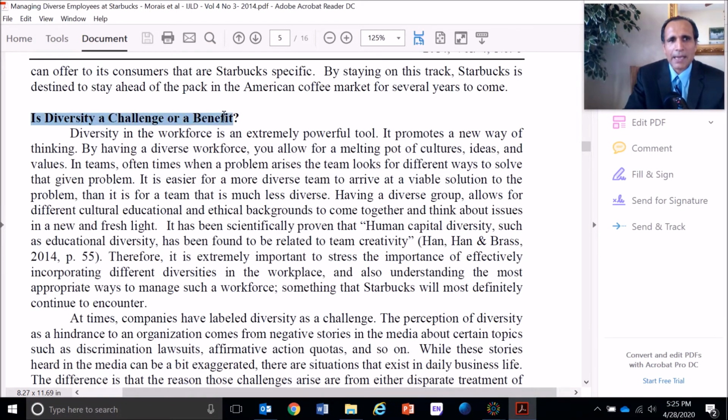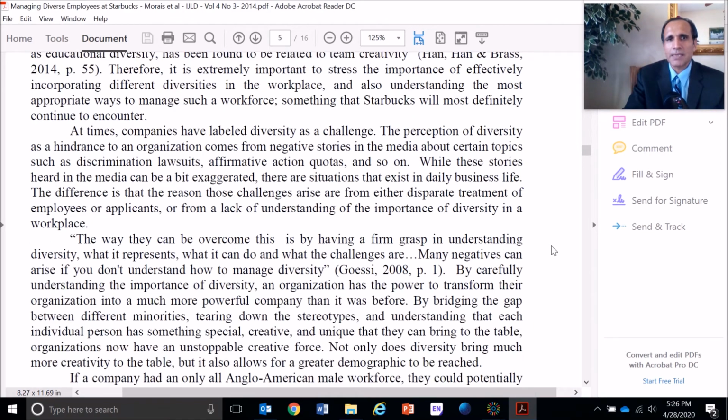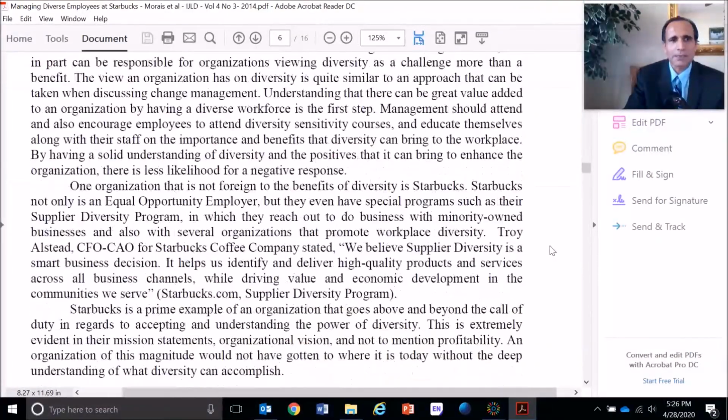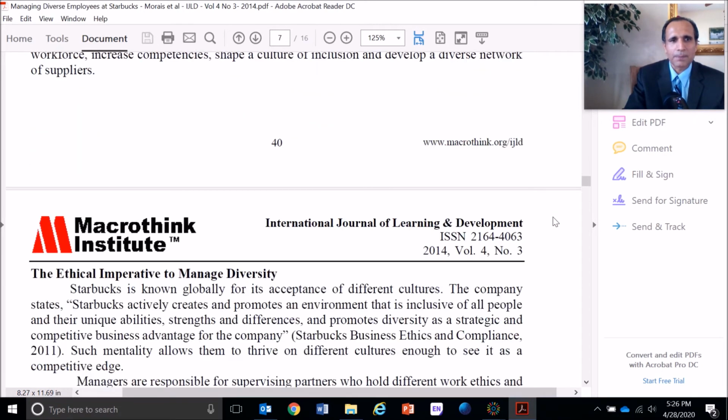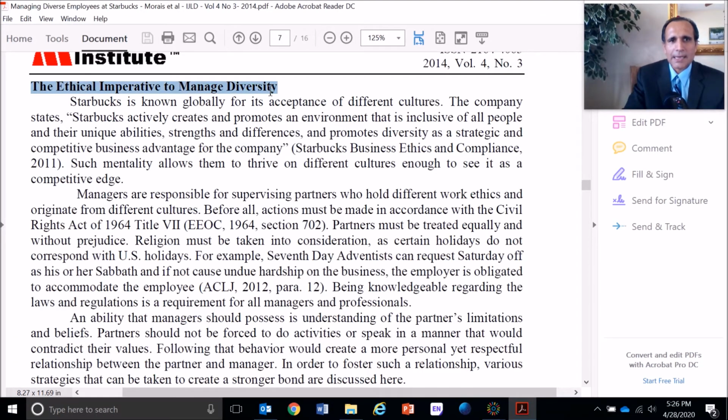Under this subheading, is diversity a challenge or benefit for Starbucks? You can see the authors give you some information in their critical analysis based on the forces that are currently impacting the coffee business and more specifically Starbucks. And then there's a discussion of critical management roles and what managers can do to make sure that they practice diversity and inclusion. In other words, how they can be ethical as a business and as a company.